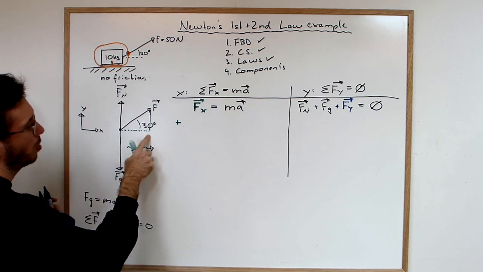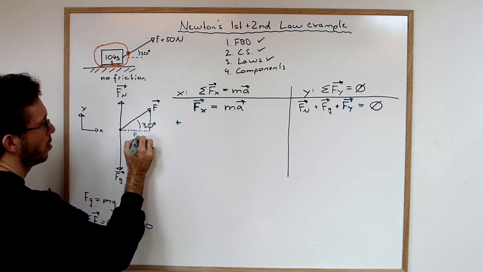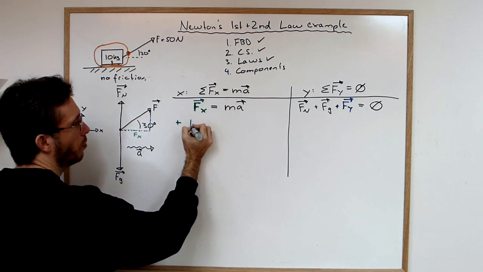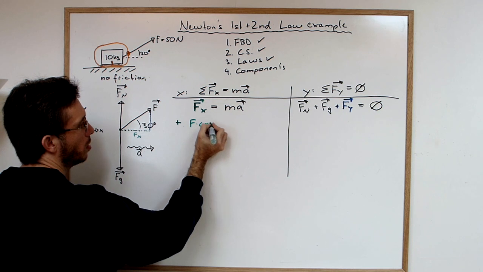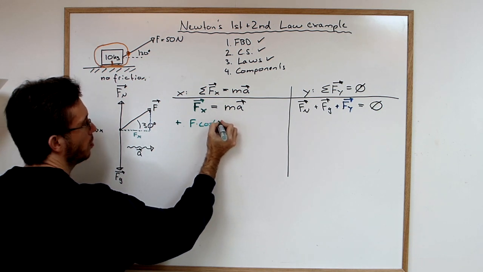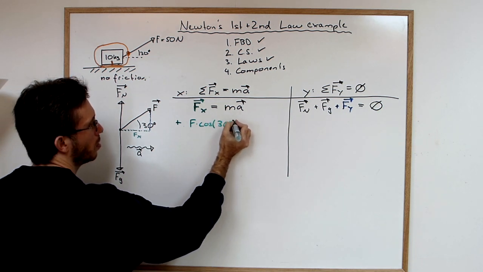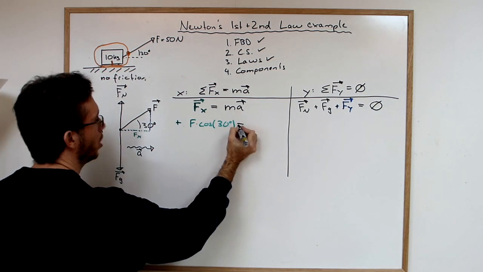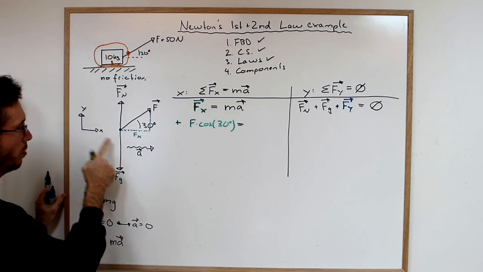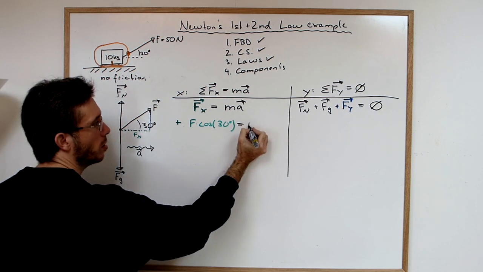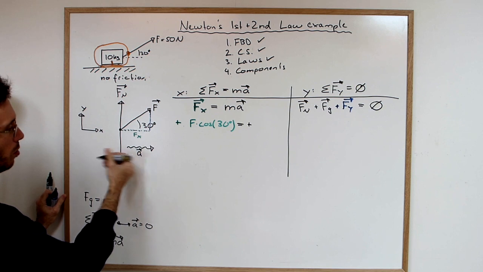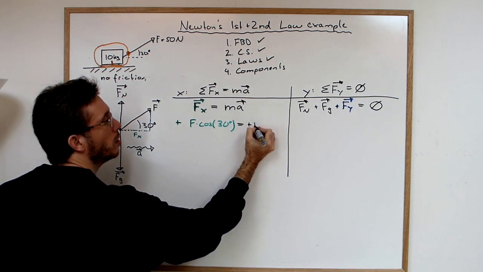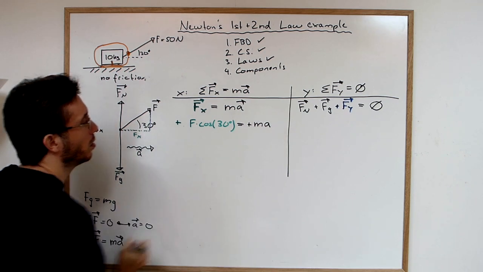And how can I calculate my component Fx based on my force? This is the adjacent of it, so I have force times cosine of the angle, in this case 30 degrees, is equal to, now I also have to check this, my acceleration in positive direction. If yes, I put a positive. If my acceleration would be the other way, into negative direction, I would have to put a negative here. ma.